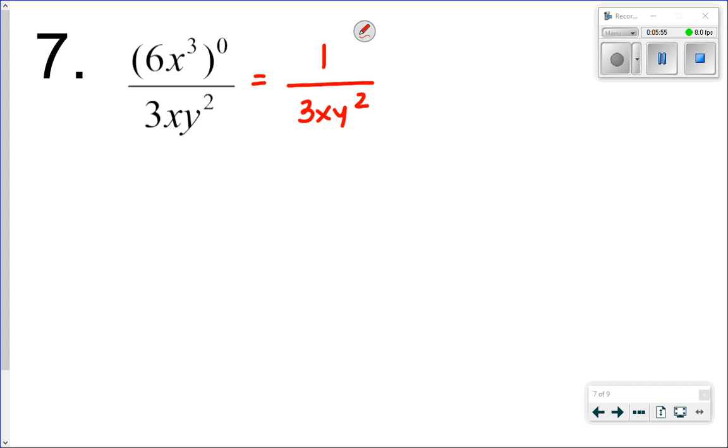Okay, now I need to figure out, is this problem done or not? I've only got one x term, one y term, and I've only got one regular number as well, because 1 over 3 is 1/3. Nothing can be reduced or anything like that. So that means that this problem is finished.